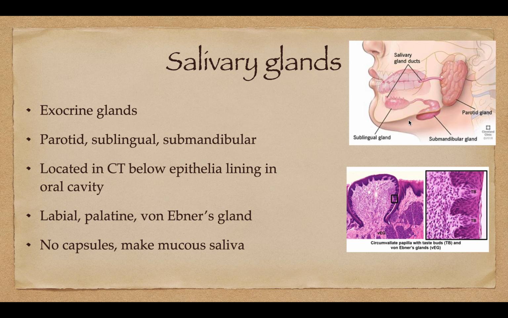IgA is going to be made by the plasma cells, of course, in the connective tissue around the intralobular duct. They're going to be taken up by the serous acini and released into saliva. The intralobular ducts are going to drain into the interlobular duct, and all of those are excretory ducts, and they're embedded in the connective tissue.